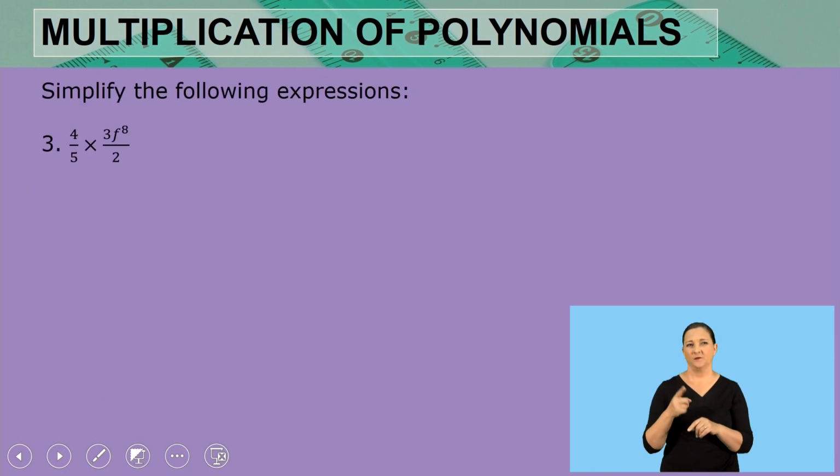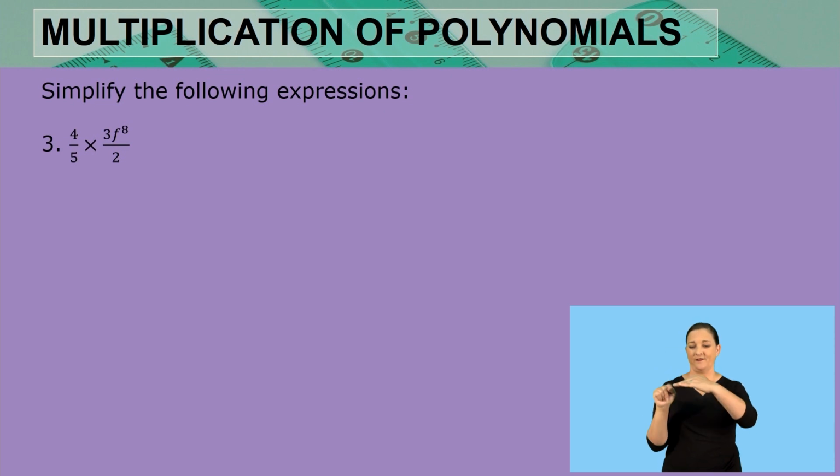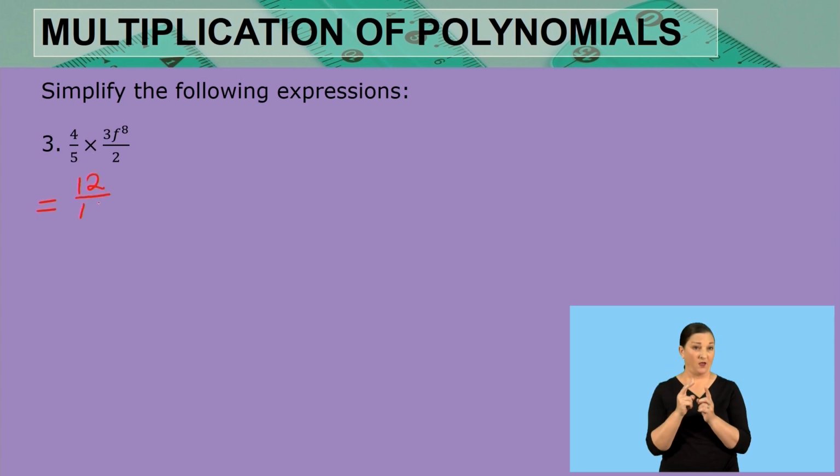Let's simplify the expressions. So we have there 4/5 multiplied by 3f exponent 8, and this is divided by 2. So how are we going to multiply that? So we are going to be multiplying 4/5 with 3/2. So what is 4/5 multiplied by 3/2? Yes, if you are thinking of 12 tenths, then you are absolutely correct. And what happens to that variable? We are going to leave it as it is.